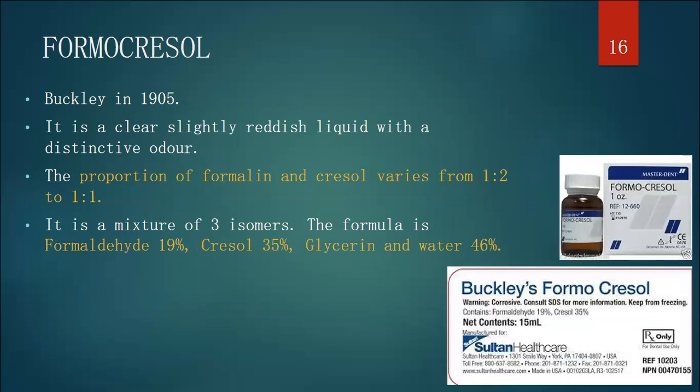Formocresol, by Buckley in 1905. It is a clear, slightly reddish liquid with a distinctive odor. The proportion of formalin and cresol varies from 1:2 to 1:1. It is a mixture of three isomers. The formula is formaldehyde 19%, cresol 35%, glycerine and water.